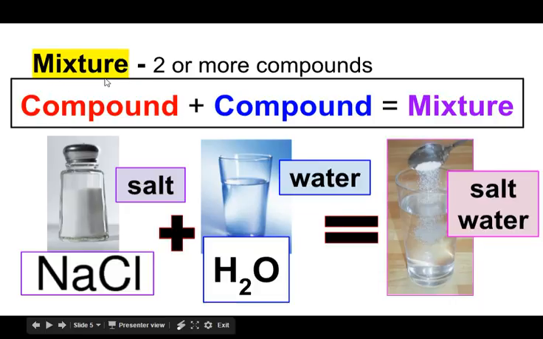Mixture. A mixture is two or more compounds. A compound, for example, salt, plus a compound, for example, water, equals a mixture. For example, salt water is a mixture because it is made from two or more compounds.